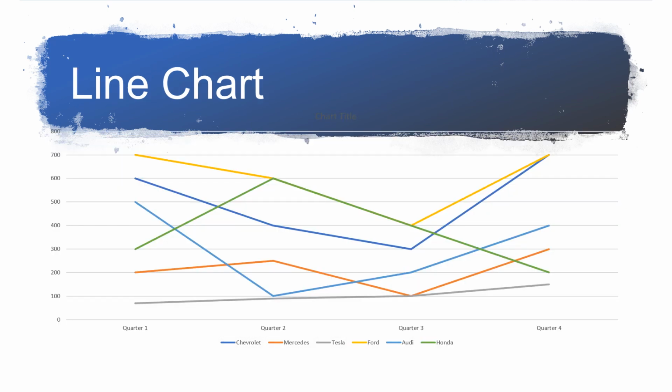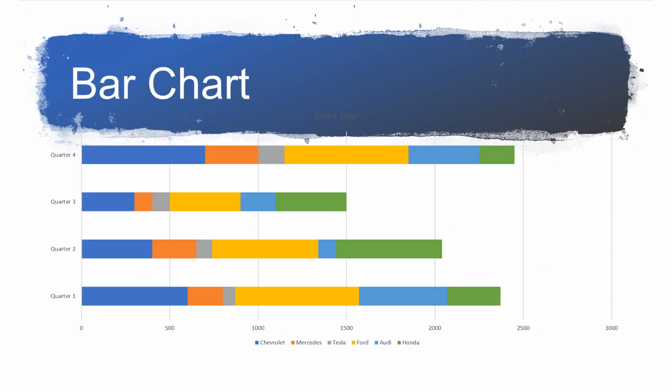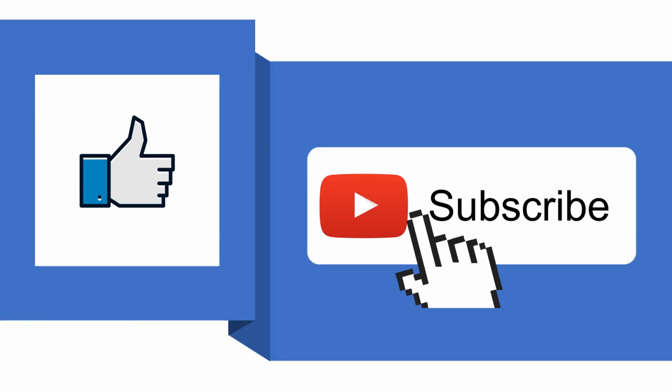Line chart is used to show trends. Bar chart is used to show comparison of sets of data between groups. I hope that you know now how to create professional PowerPoint slides.